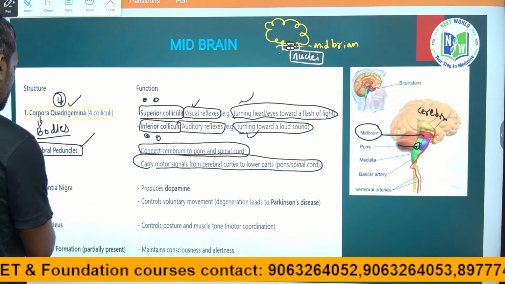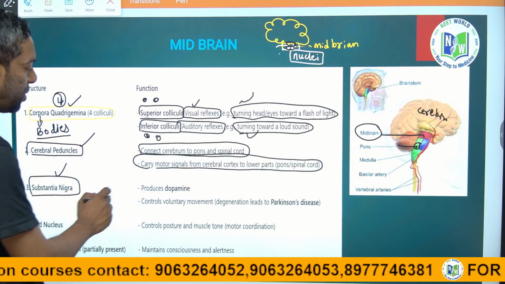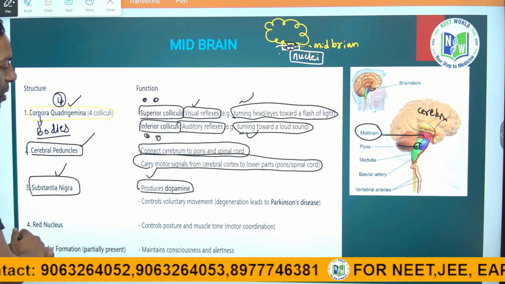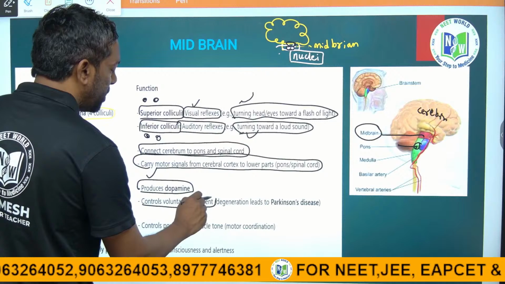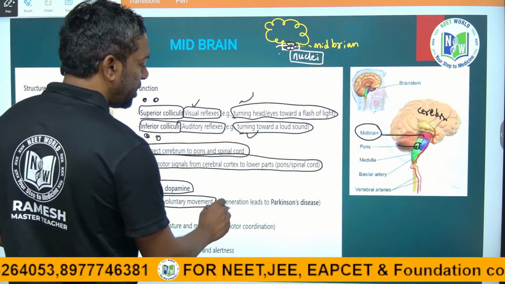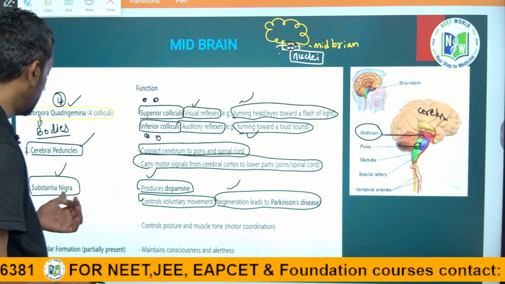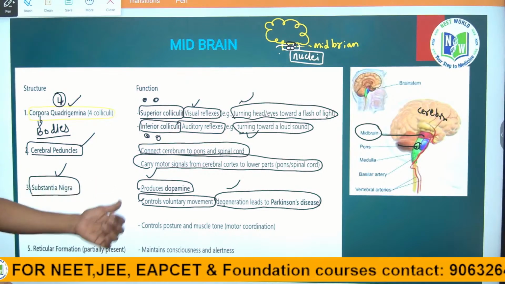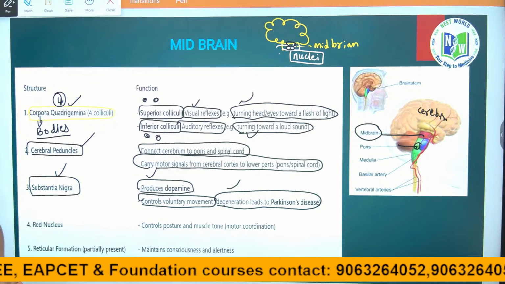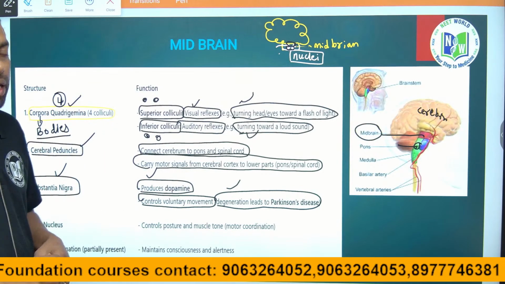Yes. Substantia nigra, it is important, it produces dopamine, controls voluntary movements. Degeneration leads to Parkinson's disease. Substantia nigra is what? It produces dopamine. In the midbrain they produce the chemical dopamine.